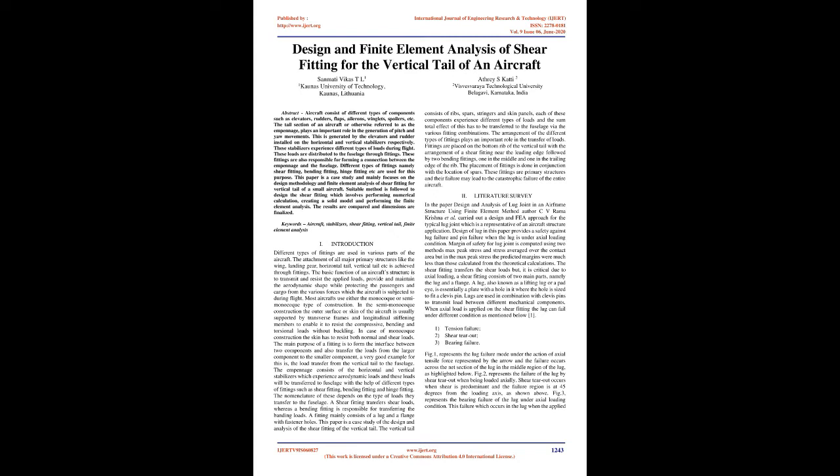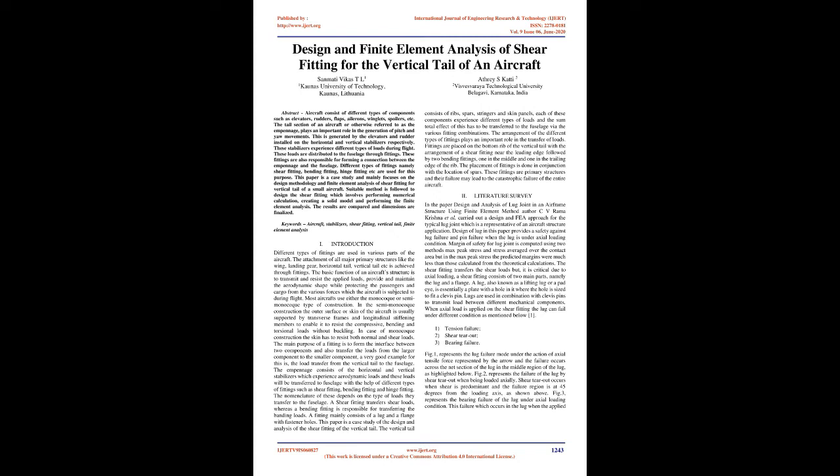Most aircraft use either the monocoque or semi-monocoque type of construction. In the semi-monocoque construction, the outer surface or skin of the aircraft is usually supported by transverse frames and longitudinal stiffening members to enable it to resist the compressive, bending and torsional loads without buckling. In case of monocoque construction, the skin has to resist both normal and shear loads.